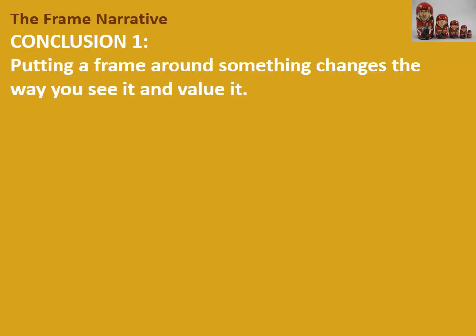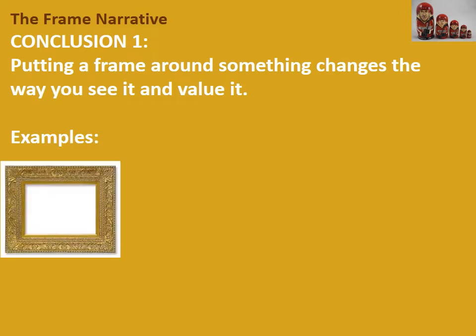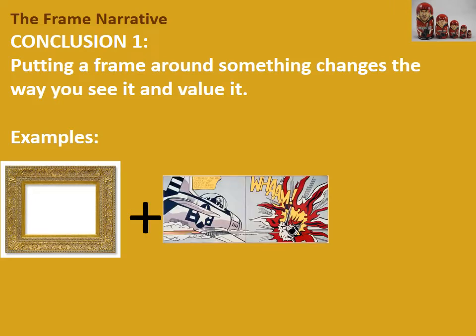So, conclusion 1. Putting a frame around something changes the way you see it and value it. Here's some examples. If you take this frame, which is a nice gilt or gold-edged frame, and you put it around cartoons, you get fine art. The image you see is a cartoon, but it's actually an oil painting by Roy Lichtenstein, who was a modern artist. And he painted panels just like this, and they're hanging in museums with gold gilt frames in the Modern Art Museum of New York or wherever, in St. Louis where I grew up, and so on.